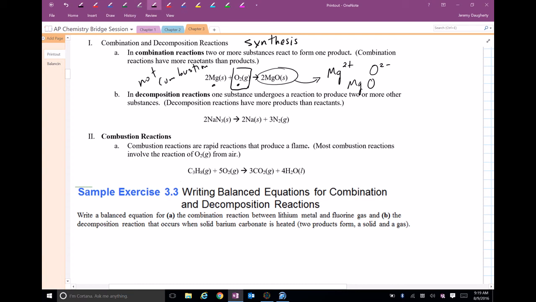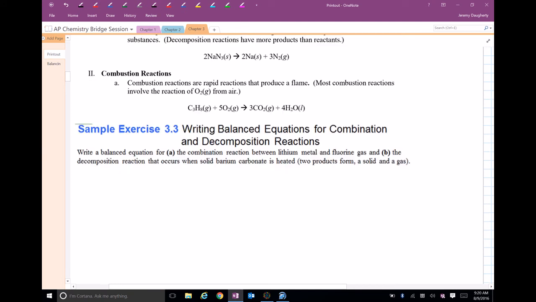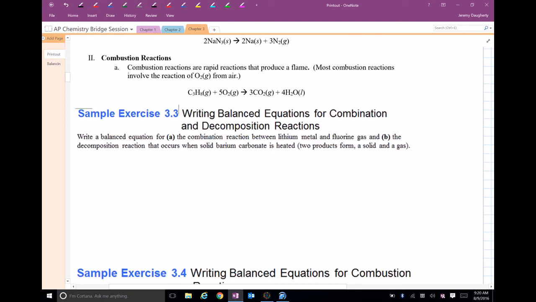Let's try these. Sample exercise 3.3, writing balanced equations for combination and decomposition reactions. Write a balanced equation for A, the combination between lithium metal and fluorine gas. So let's go ahead and do that one first.